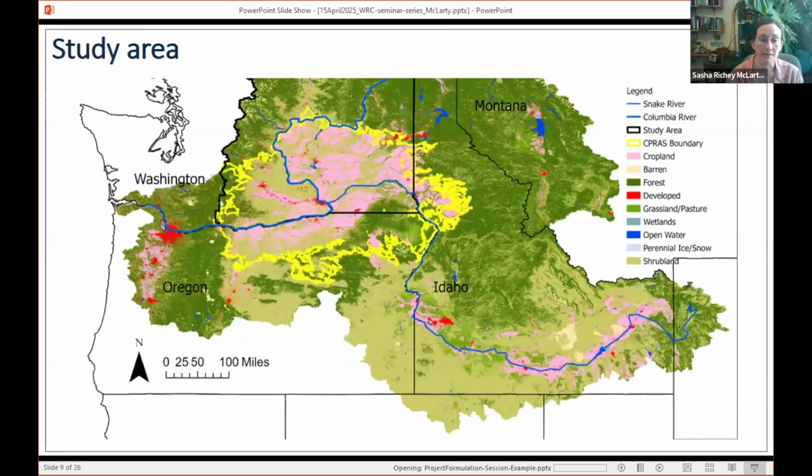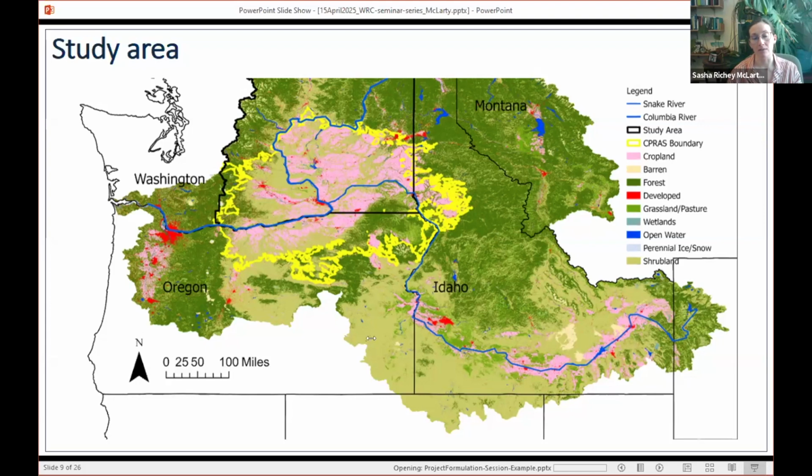So my study area in this is, again, that Columbia Plateau Regional Aquifer System, again, delineated using the USGS groundwater flow model. The thing I love about this picture, so that's your land cover in the background, is that it really highlights that the CPRAS underlies the vast majority of cropland area in the Pacific Northwest, including the whole Columbia Basin project and Yakima River.